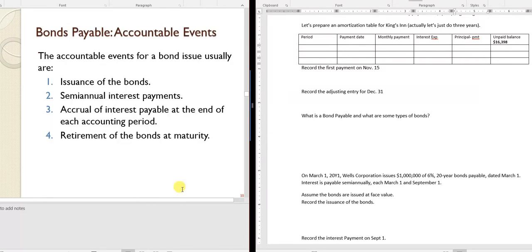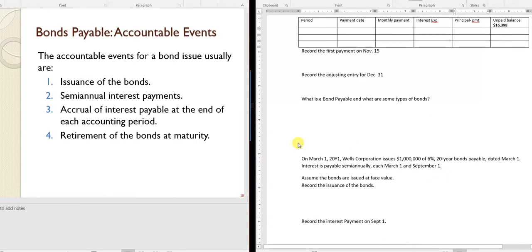Okay, so here's what we're going to do. We're going to issue the bonds. We're going to account for the semi-annual interest payments. If that semi-annual interest payment is not on December 31st, then I have to accrue interest. And when I say December 31st, I'm just assuming that's their year end. Companies can have different year ends. And then we're going to account for the retirement of bonds. So these are the 4 things that you should know, so make sure you practice them.